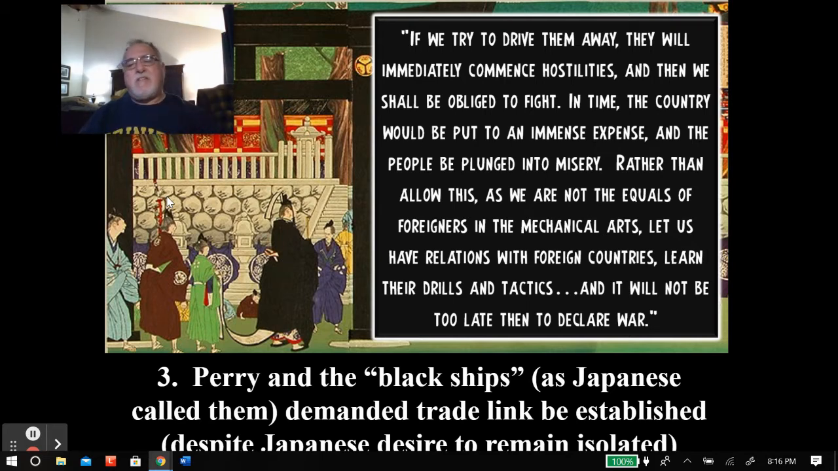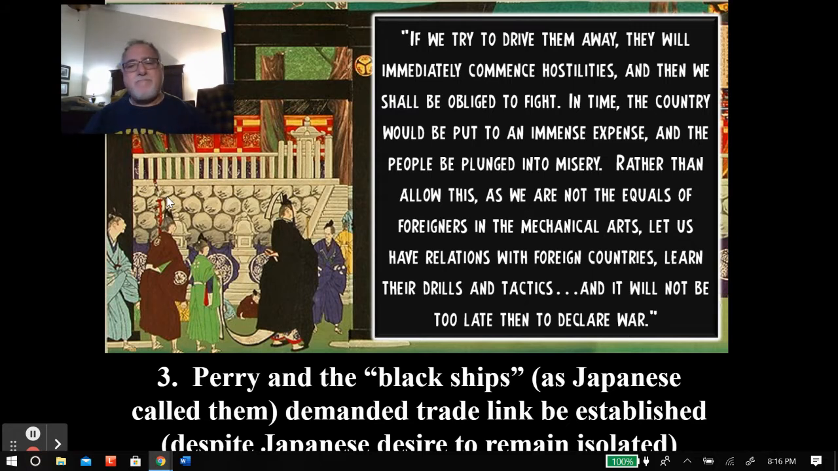It's a letter, and I don't know the source, but it's fascinating. Basically, they're saying, look, if we drive any foreigner away, or especially the Americans, they're going to commence hostilities. They're going to become hostile towards us. If they do that, we're going to have to fight back. We'll be obliged to fight back. It'll cost us money. Our citizens will suffer. So why don't we do this?